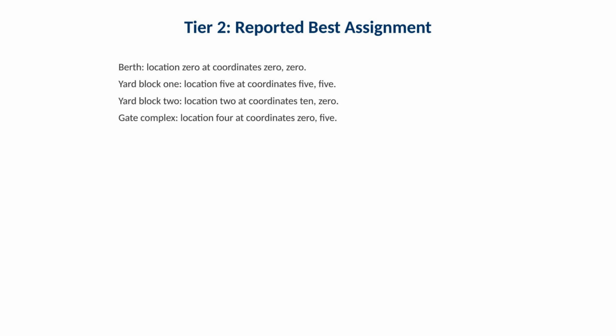It places yard block 1 at location 5 with coordinates 5, 5 as a central position, yard block 2 at location 2 with coordinates 10, 0 as an intermediate position, and the gate complex at location 4 with coordinates 0, 5 as a landside position.